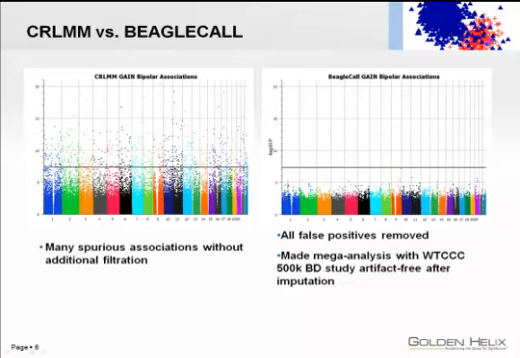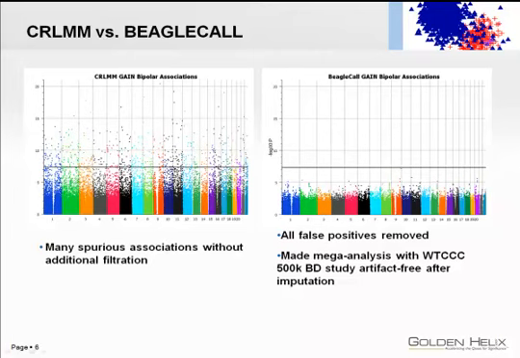We took one of our collaborators was using the GAIN bipolar study. So we used Crlmm, which publications have shown that Crlmm had better performance than birdseed and other methods. And yet, when you look at the association tests, there's a lot of spurious associations.